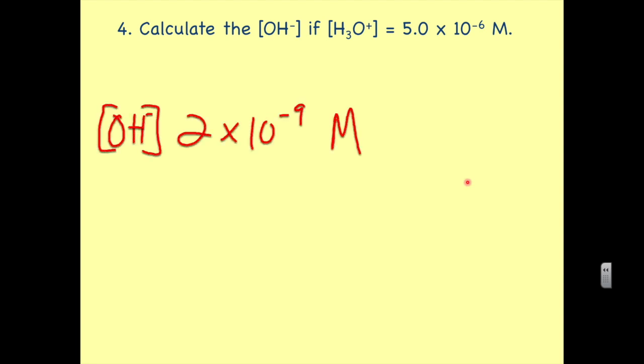Did you get this answer? This should be an equal sign right here, but your hydroxide should equal 2 times 10 to the minus 9. So ask yourself, which one is it, acidic, basic, or neutral? It's going to be acidic.